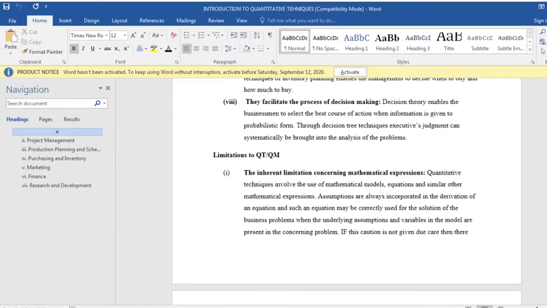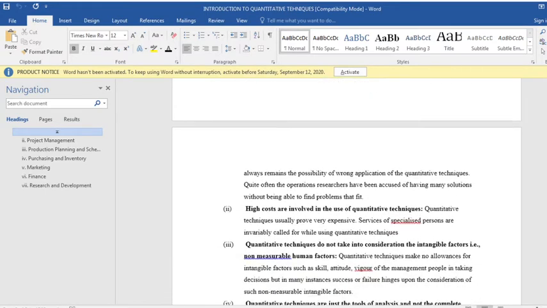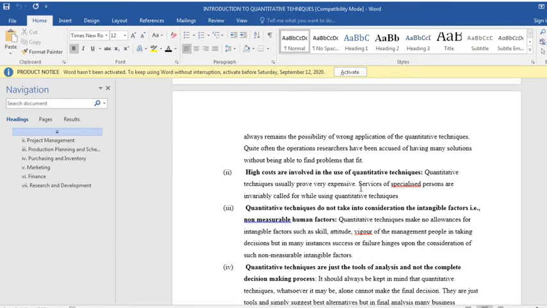Another limitation is that high costs are involved in using quantitative techniques. So you'll find that for you to apply quantitative techniques, either you must have the software for the organization to be able to apply these models, or you should hire experts who are able to run or come up with a decision using this particular model. And at the end of the day, you'll find that this will be an additional cost to that particular organization.